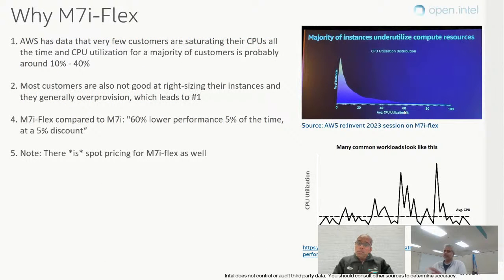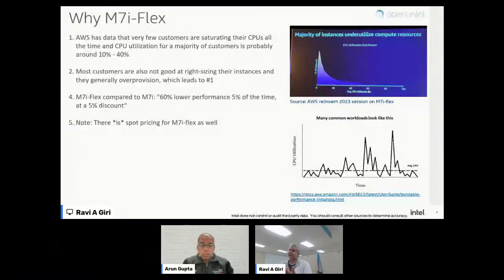Some of this information is from the AWS session on M7i Flex. I wasn't sure if it was a chalk talk or a breakout session, so it may or may not be available as a recording online, but we'll update it if I do find it. But this is data that AWS published, right?